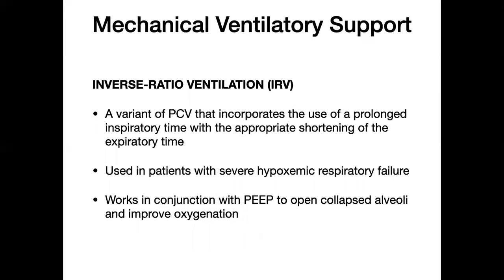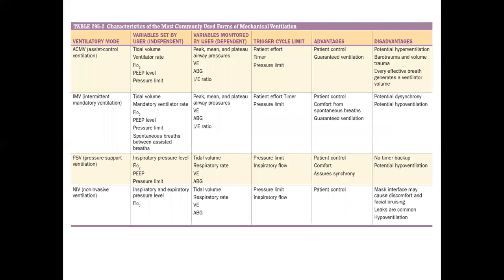Another mode, but not so commonly employed, is the inverse ratio ventilation, which is actually a variant of the pressure control ventilation that incorporates the use of a prolonged inspiratory time with the appropriate shortening of the expiratory time. This is used in patients with severe hypoxemic respiratory failure and works in conjunction with PEEP to open collapsed alveoli and improve oxygenation.